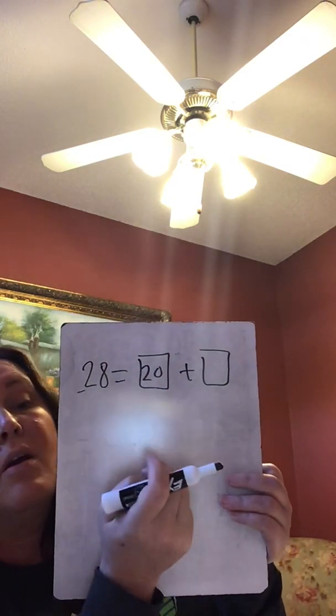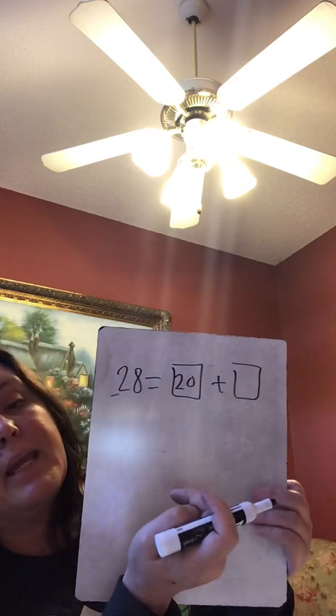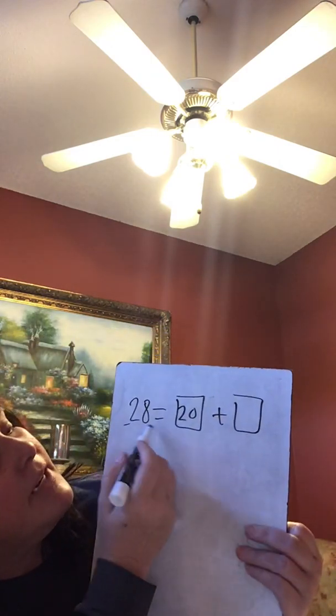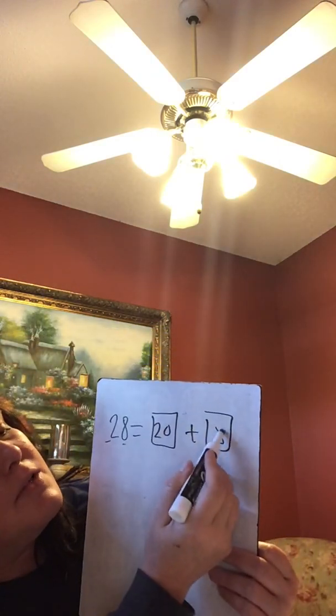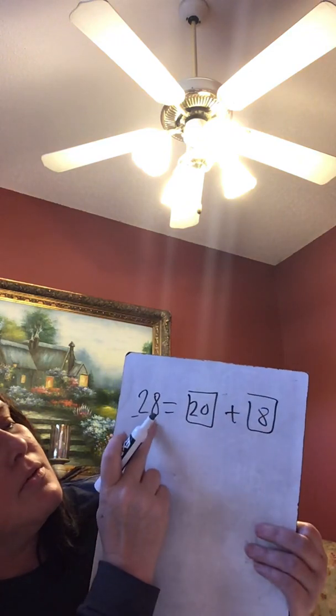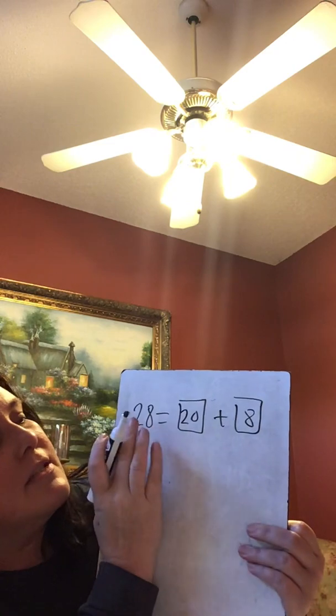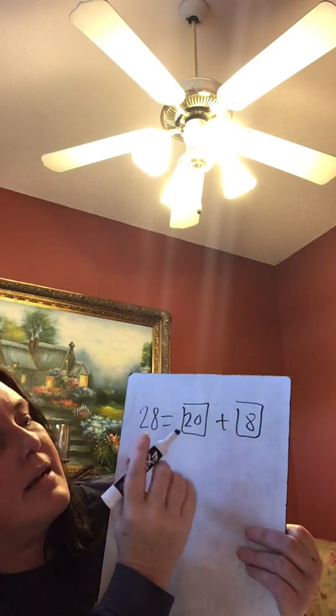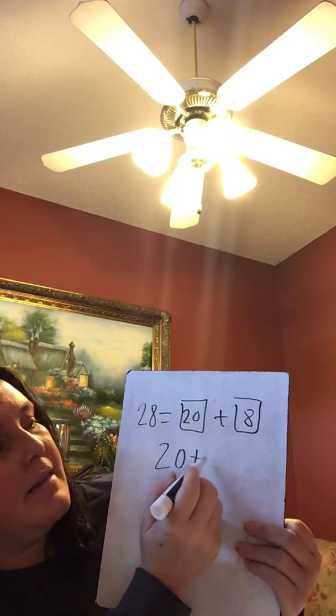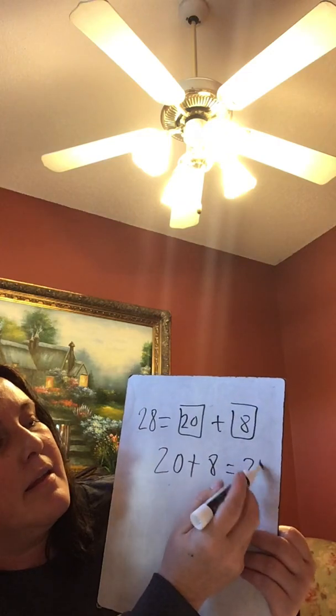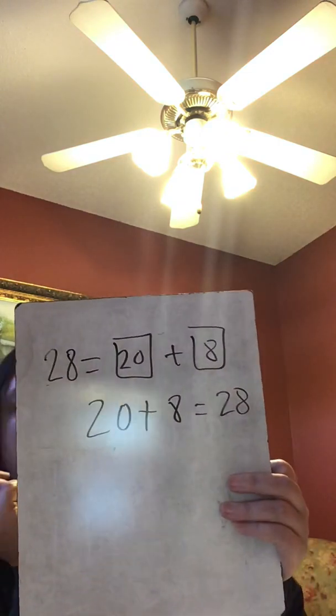Big difference, right? Would you rather have 2 pieces of gum or 20? And I can't forget the 8 all by itself all the time. So 20 plus 8 more equals 28. Okay? Don't ever let it trick you just because the 28, the sum, is written on this side. It's the same exact thing as looking like this. Okay?